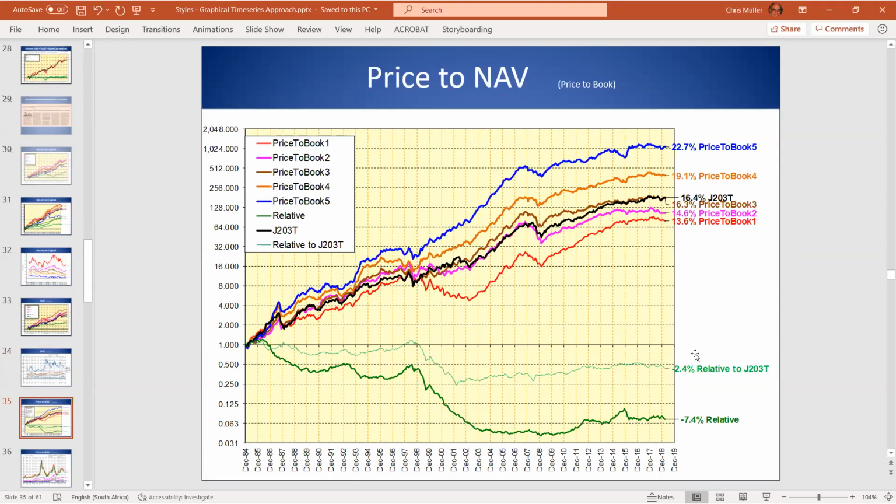Well, the original value growth metric used to distinguish value and growth was this price to NAV, or price to book value. And look at this. It shows that companies with very low price to books, you're paying a low price for a high book value. Look at that. Look how well they've done. And companies with the highest price to book, they've done worse.